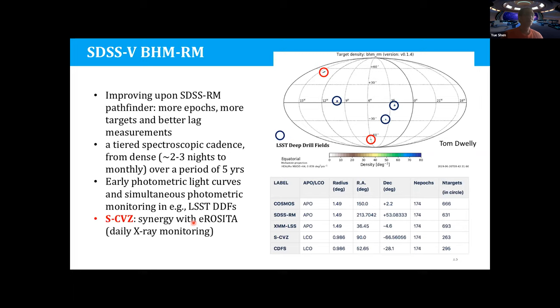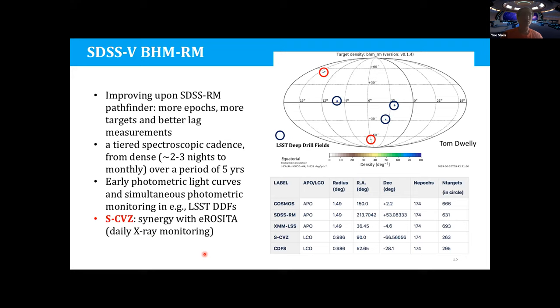And of course, we're going to use the LSST deep drilling fields to get high-quality photometric light curves. Three of our chosen BHM-RM fields coincide with LSST deep drilling fields. Then we have the continuation of the SDSS-RM field, and the last field is the CVZ, the continuous viewing zone field, along the south ecliptic pole. I really like this field because it coincides with the eROSITA continuous viewing zone, which will provide daily X-ray monitoring throughout the entire mission duration of eROSITA. So I foresee a lot of X-ray and optical spectroscopic synergy in that southern CVZ.